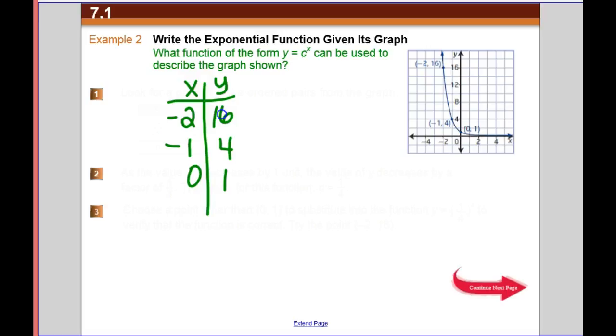This picture shows that it's decreasing, and if you look at these numbers, it goes from 16 to 4, 4 to 1. 16 divided by 4 is 4, 4 divided by 4 is 1. So it seems to be a factor of 4. So we can put our c as 1/4, and this becomes our equation.